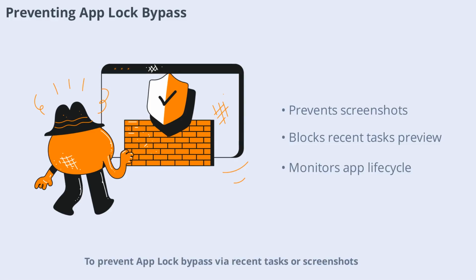To prevent app lock bypass via recent tasks or screenshots, use the Flag Secure window flag on all sensitive screens. This prevents content from being captured in screenshots or recent tasks previews. Additionally, monitor the app's lifecycle to trigger app lock reliably whenever the app is backgrounded.